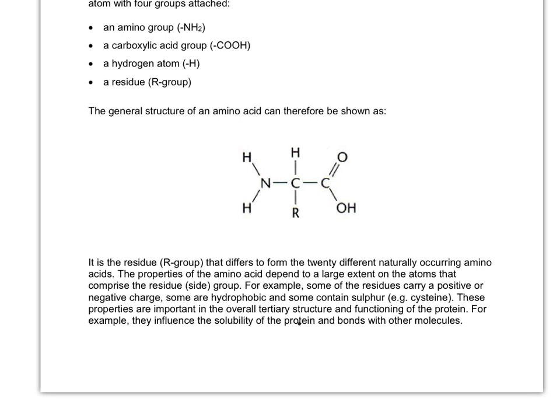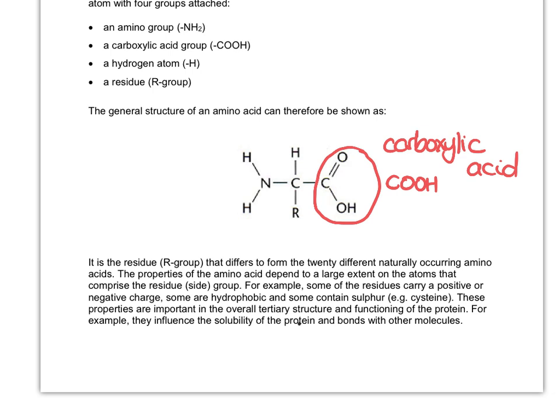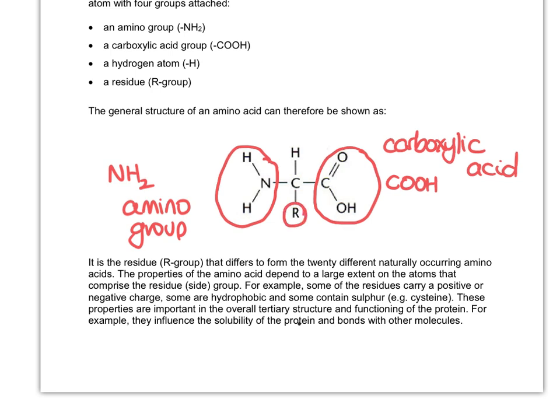So, if we look at this diagram here, you learnt there's a carboxylic acid group. So hopefully you recognise the COOH, and that's the carboxylic acid. So you can circle that and mark that on your diagram. NH2 is the amino group. And then R is not an element. Like C is carbon and H is hydrogen. R is short for the residue group.